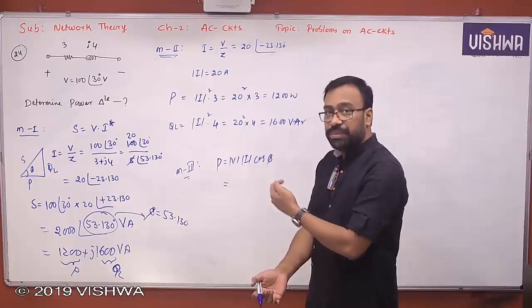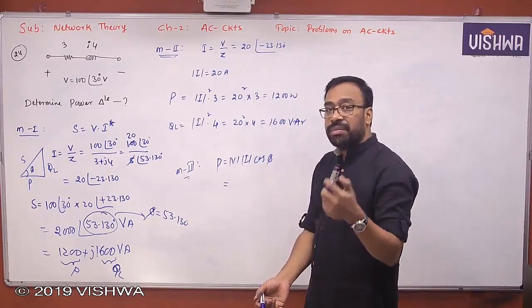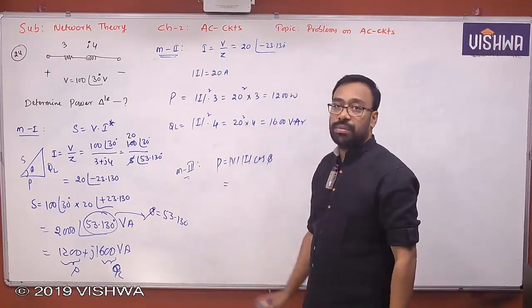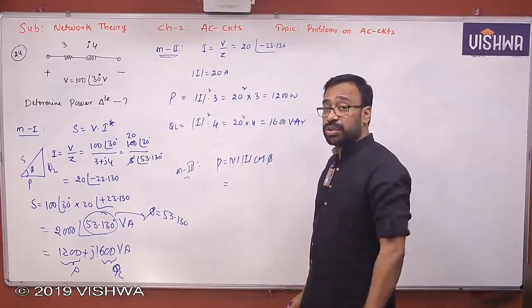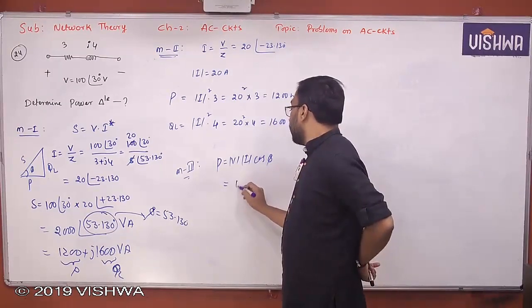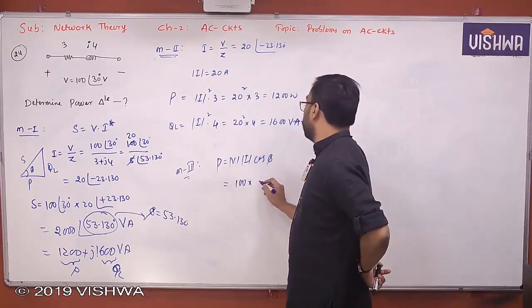Okay, because we are going to see some problems. Depending upon the data given, we are supposed to apply any one of these formulas. Depending on the situation, we have to proceed. Now, what is V actually? 100. What is I actually here? 20.